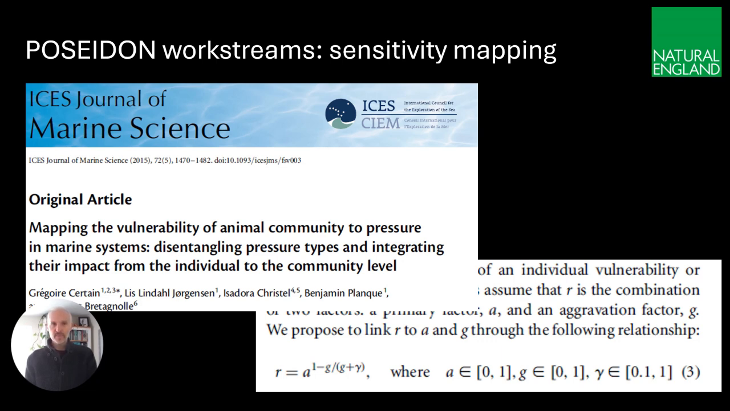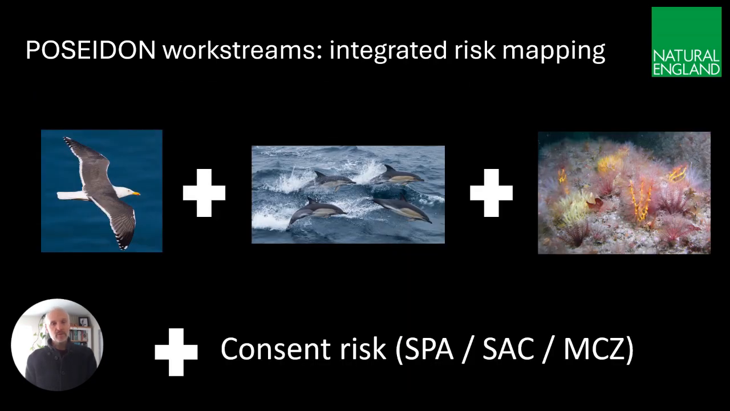And these resulting sensitivity scores are combined with the abundance and density information from the spatial models to give us our spatial risk map. The final work stream is to bring all of this together so that we have one risk map incorporating seabird risk, marine mammal risk, and benthic habitat and community risk. We're also aware of the increased consent risk that comes from designated sites, and so in addition to the environmental risk shown through the first stage, we're also bringing in consent risk, particularly for SPAs, SACs, and MCZs.